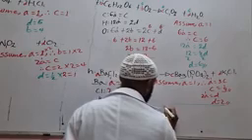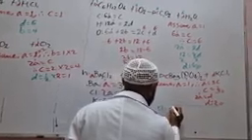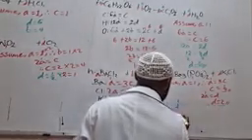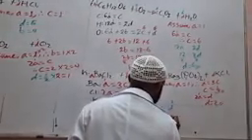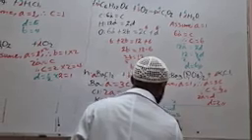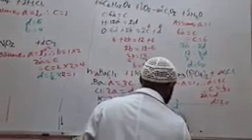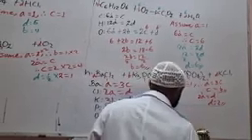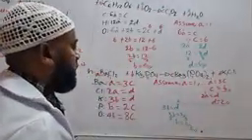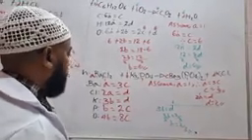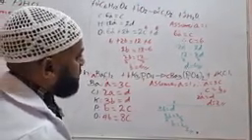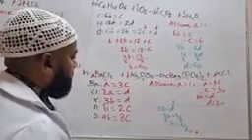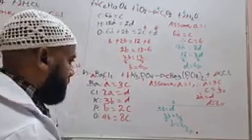Here, 3B is equal to D. D means 2. Therefore, 3B is equal to 2, so B is equal to 2 over 3. The value of B is 2 over 3. What remains? We have solved for A, C, B, and D.